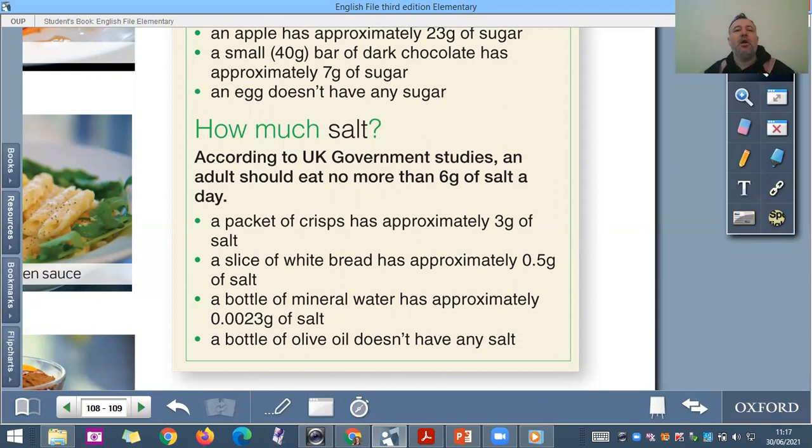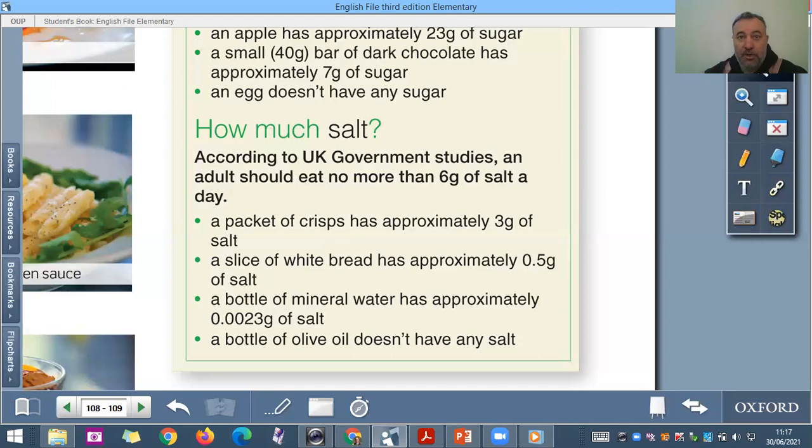The questions are, how much salt is there in a packet of crisps? About 3 grams of salt, or approximately 3 grams of salt. Second question, how much salt is there in a slice of white bread? About 0.5.